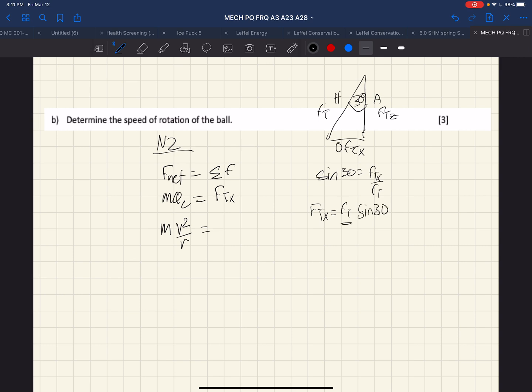Problem is we don't know what FT is. So let's go further. Cosine 30 equals FTZ all over FT. So FTZ equals FT cosine 30. And this is where we get a nice substitution because we have balanced forces vertically. The FTZ and the FG are equal and opposite. They're balanced. So we know FTZ equals FG, so FT cosine 30 equals mg. And we know the mass is 0.25, 10, and cosine 30.